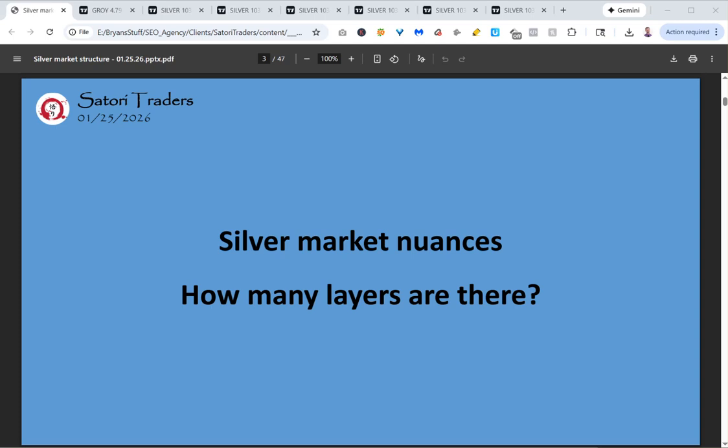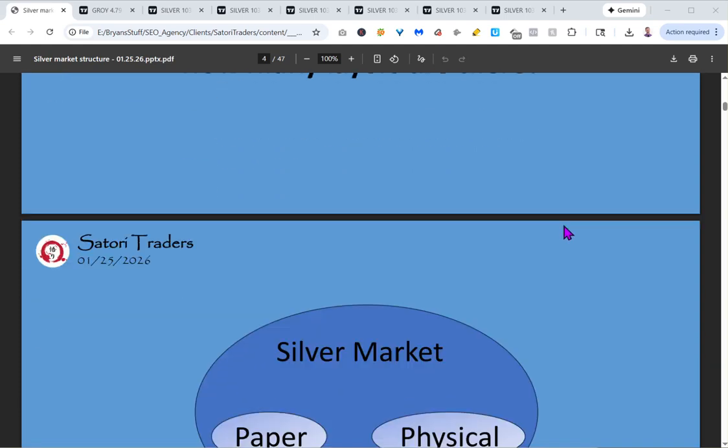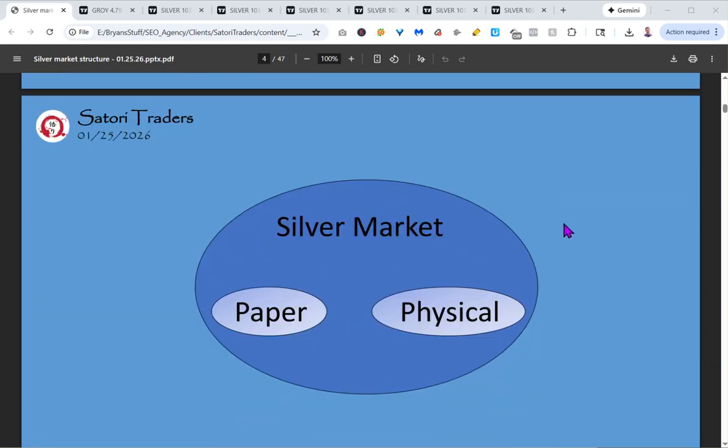All right, folks, let's talk about the current structure of the silver market, or at least as Brian sees it. I believe we are currently operating in a bifurcated market. We've got really two silver markets. We could have this same conversation about gold, but I'm going to focus specifically on silver here. So we've got a paper market and then a physical market.